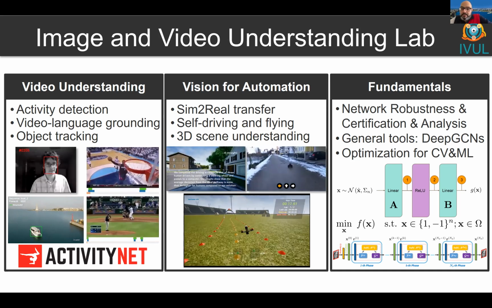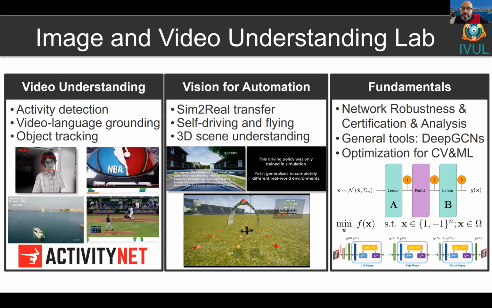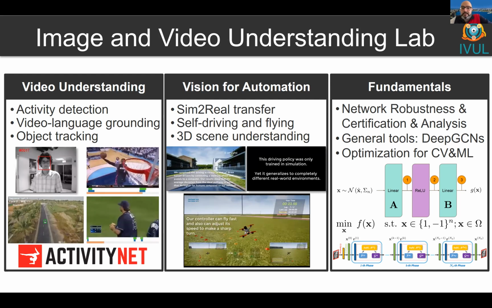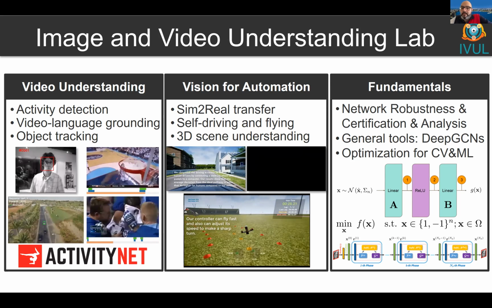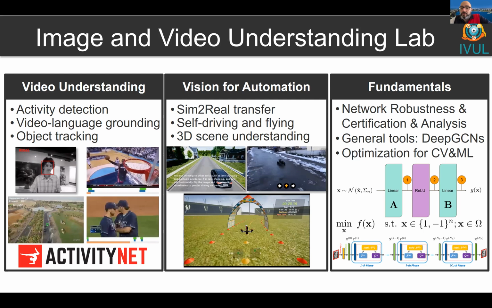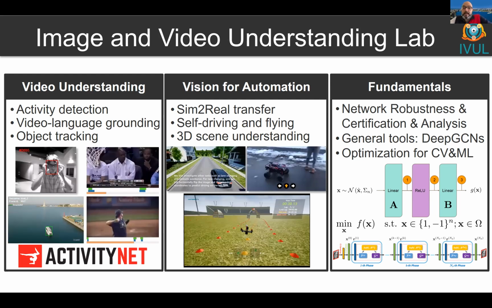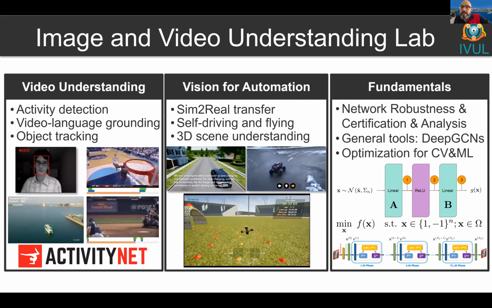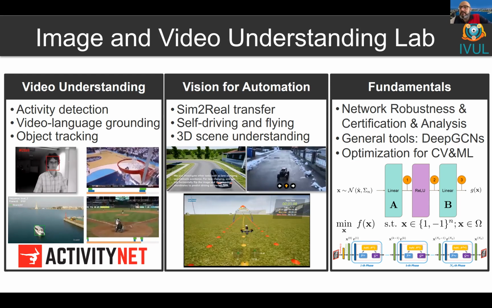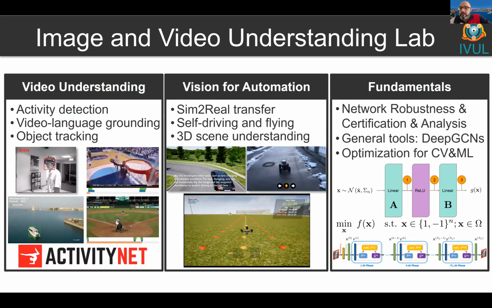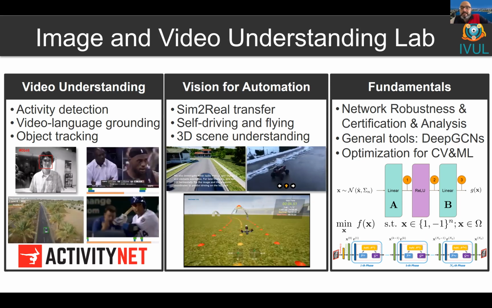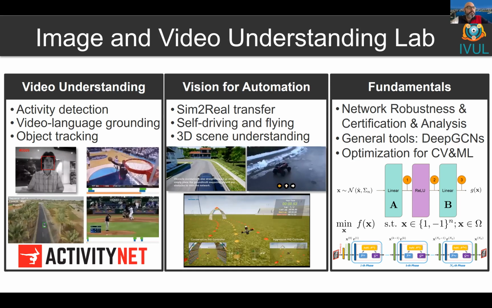The third theme, which is the topic of this talk, has to do with fundamentals, basically optimization and other techniques for problems that show up in computer vision and machine learning. We also build general tools, for example, graph convolutional networks. These are networks that are applicable to general graphs, not necessarily images or videos. The work that we are doing right now has to do with the last theme, which is the fundamentals theme.